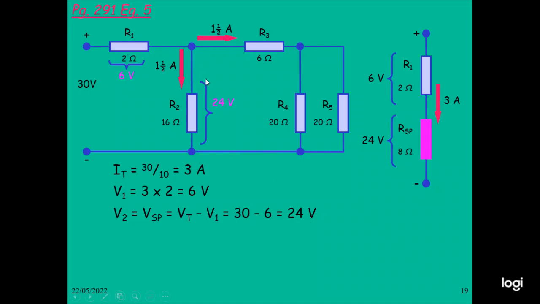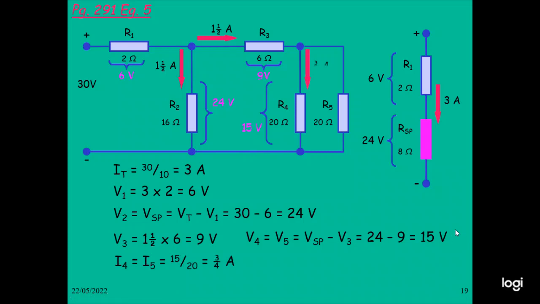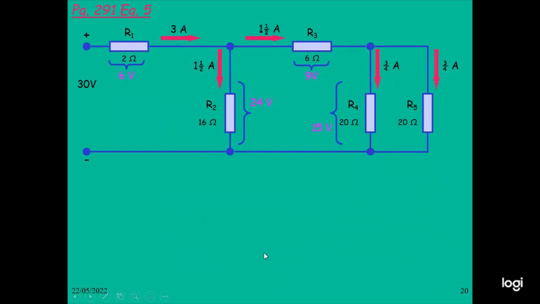So this voltage is 24. V3: you can also see there's a 1/2 ampere. So this current here is 1/2 ampere. The 1/2 ampere by 6 ohm, you got a 9 volt. So V4 equal to V5 equal to VSP minus V3, 24 minus 9, you got 15 volt. I4 equal to I5. This is the voltage 20 volt and the resistance 20 ohm, you got a 3/4 ampere. So this is the way that you can see the current and the voltage flow in this circuit.